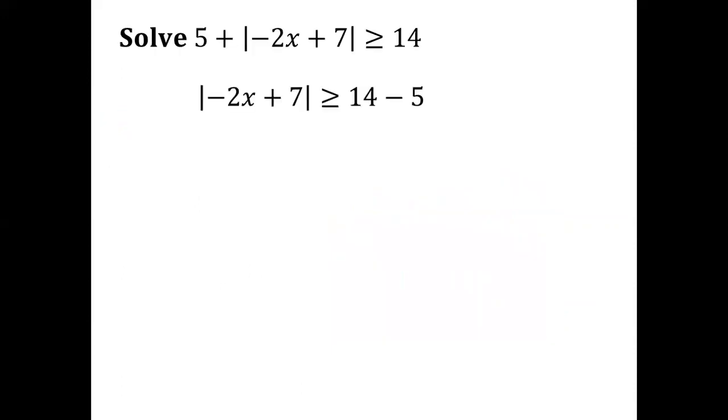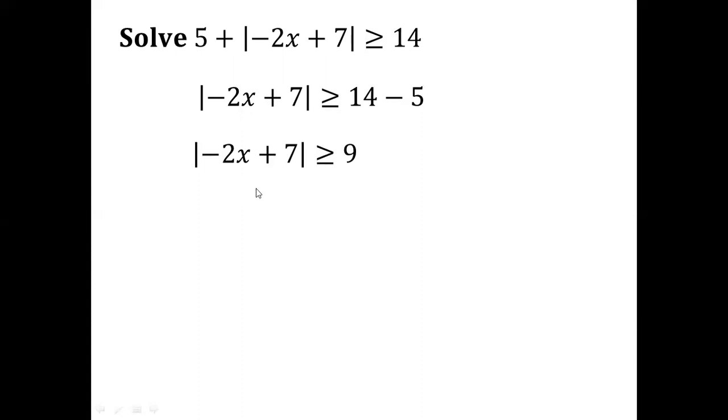The first thing, of course, you know, is that we need to get rid of any number which is outside the absolute value. Here there is a 5 outside the absolute value, which means we are going to remove this 5. To remove it, we need to bring it to the other side, and that becomes -5. If you solve that, 14 minus 5 is going to give you 9. So this is the absolute value inequality for you.